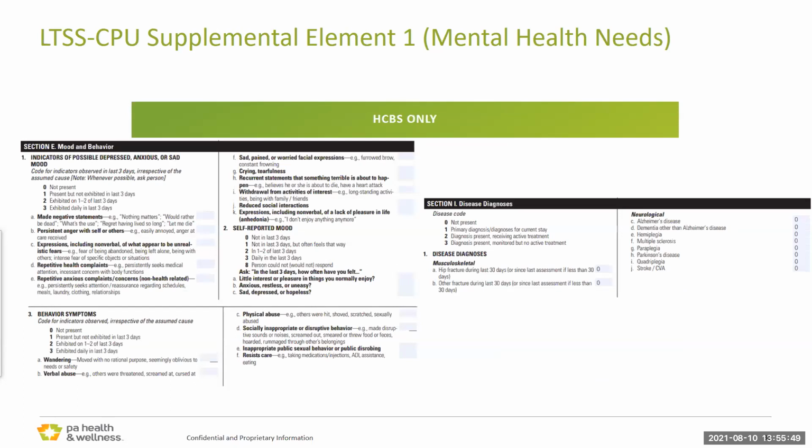For our HCBS members, we would also document this in the inter-RAI, specifically in section E and I. Those are the ones that talk about mood and behavior and also any disease diagnosis going on as far as neurological.